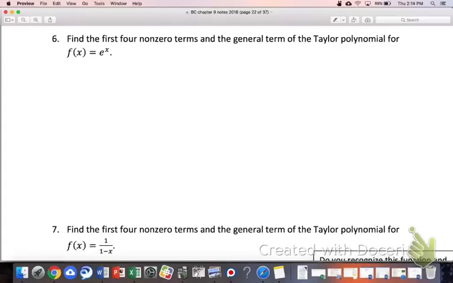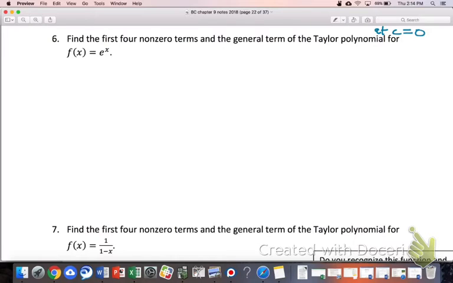This be what I want it to be, and to give a little bit better instructions, I would have to say find the first four non-zero terms and the general term of the Taylor polynomial. I need to give you a centering point. So I'm going to say at c equals 0, making this really one of those Maclaurin polynomials. So find the Taylor polynomial at c equals 0 for f of x equals e to the x.